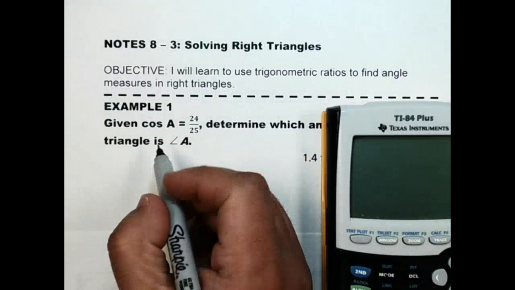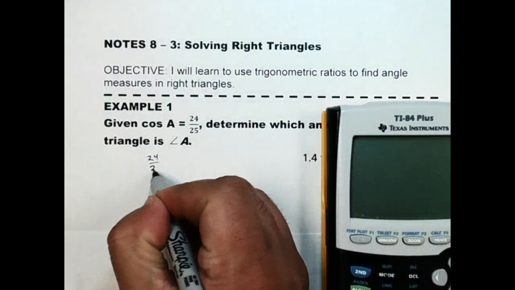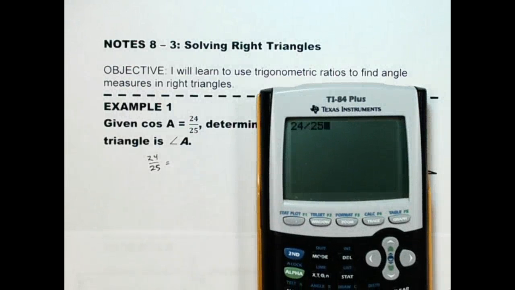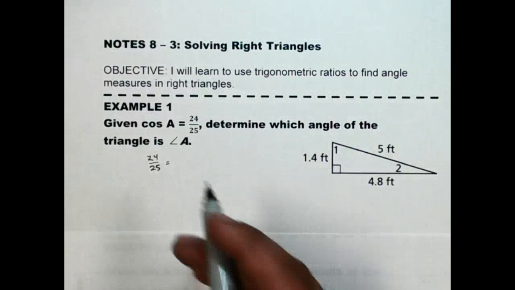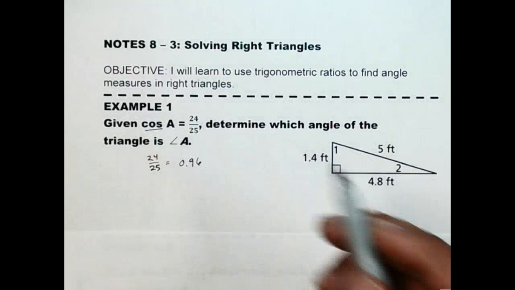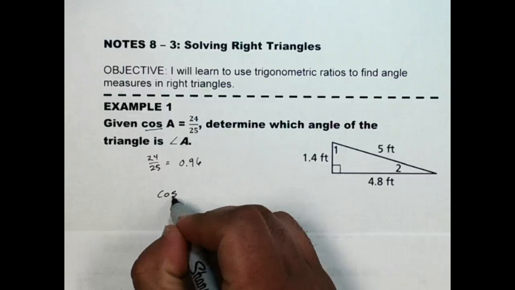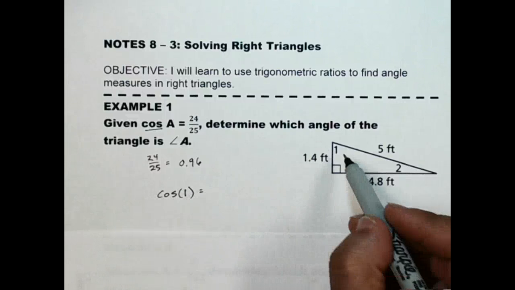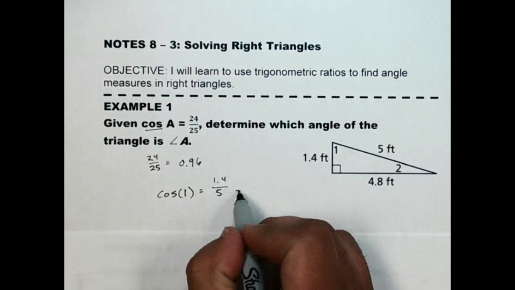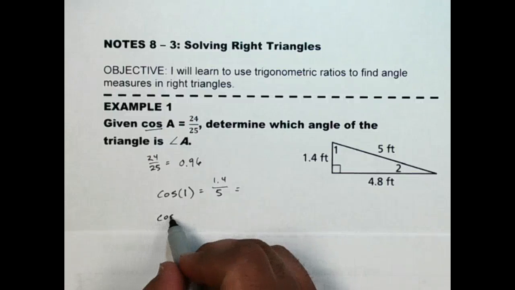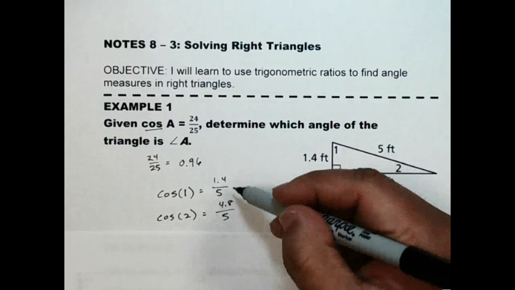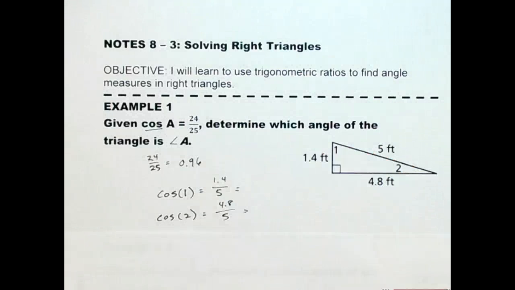So first thing I want to do is take this 24 over 25 and convert that into a decimal. Dividing that gives me that 24 over 25 is equal to 0.96. And since we're using cosine, I'm going to say the cosine of, let's say, angle 1, if this is cosine, then that's going to be adjacent over hypotenuse. And then I want the cosine of angle 2. That's going to be 4.8 over 5. And I want to see which one of these is going to get me the 0.96.